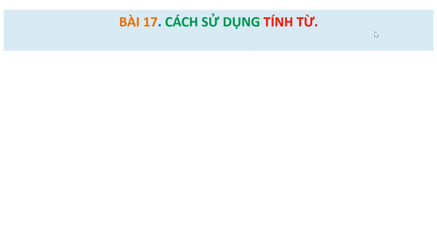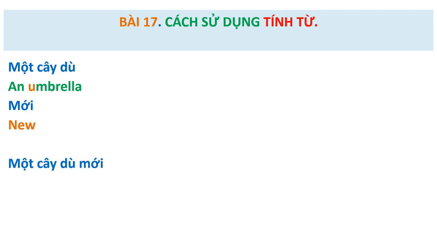Bài 17. Cách sử dụng của tính từ. Một cây dù. An umbrella. Mới. New. Để nói một cây dù mới, ta nói a new umbrella.